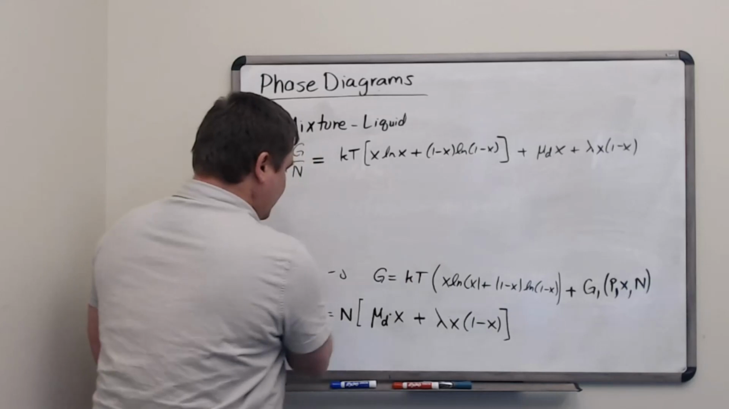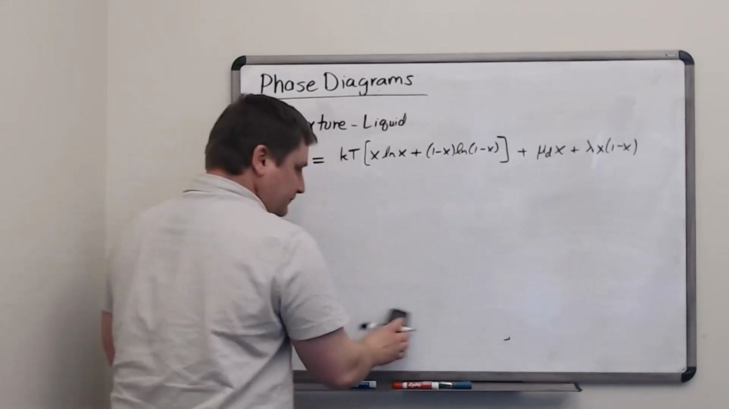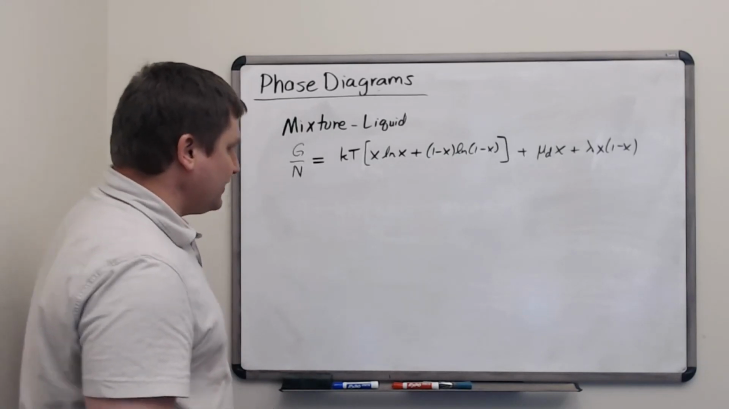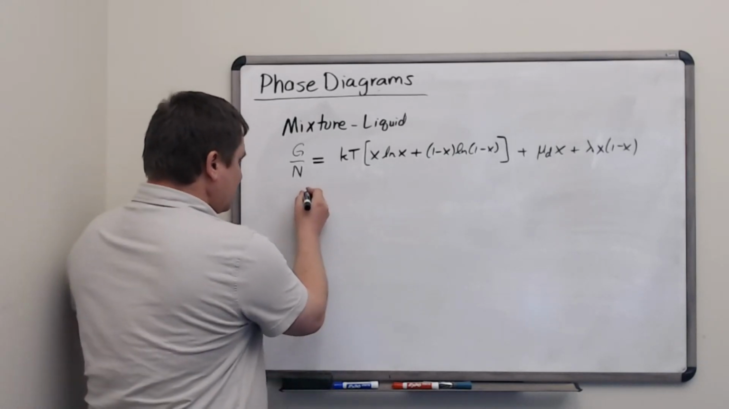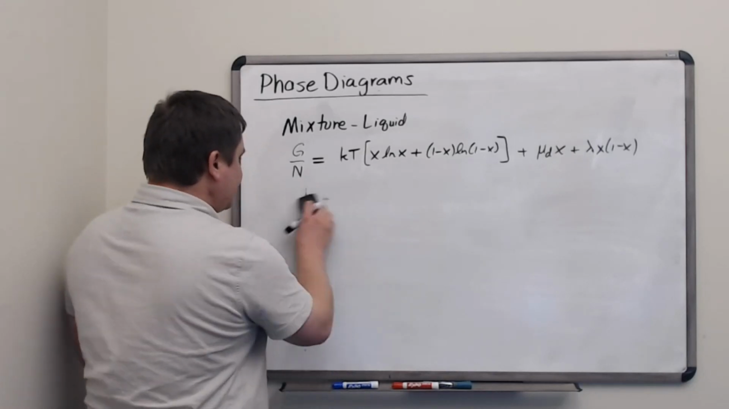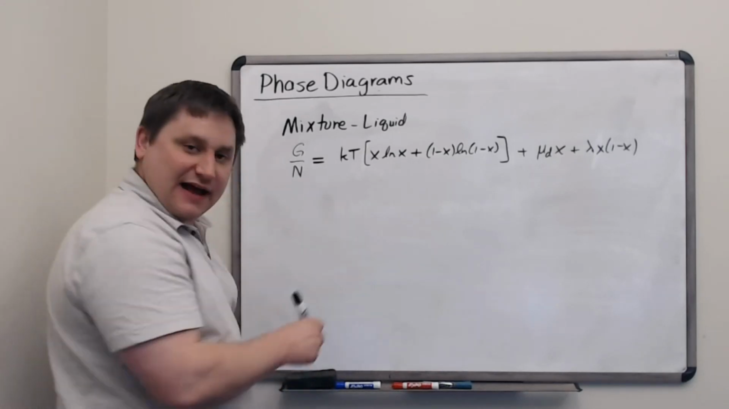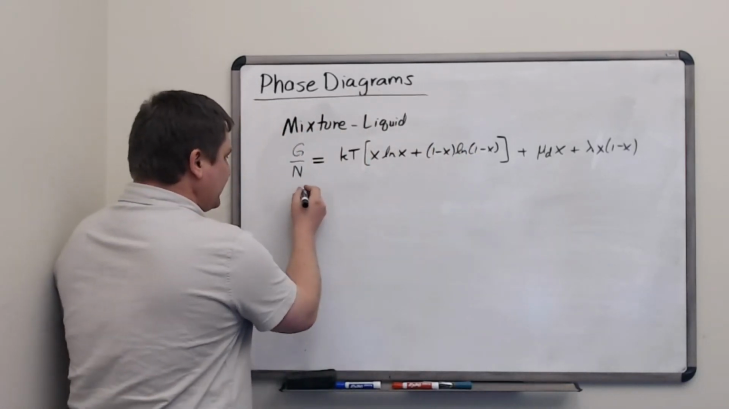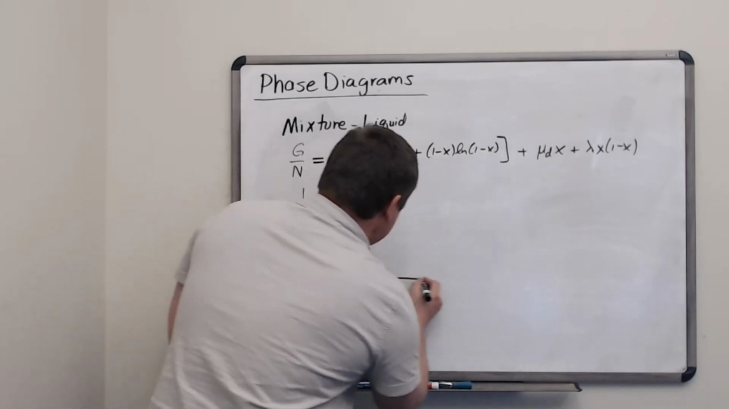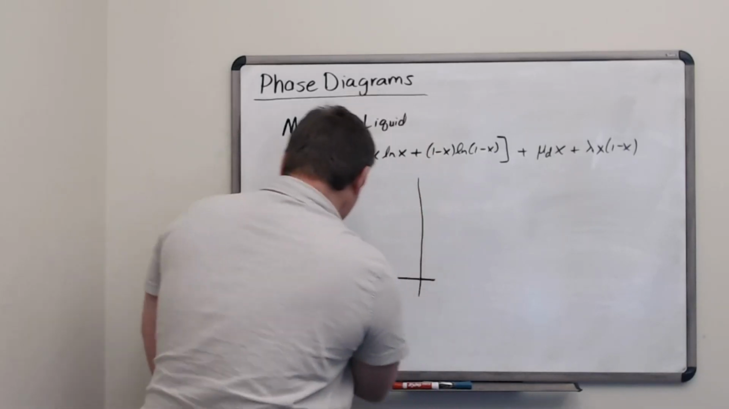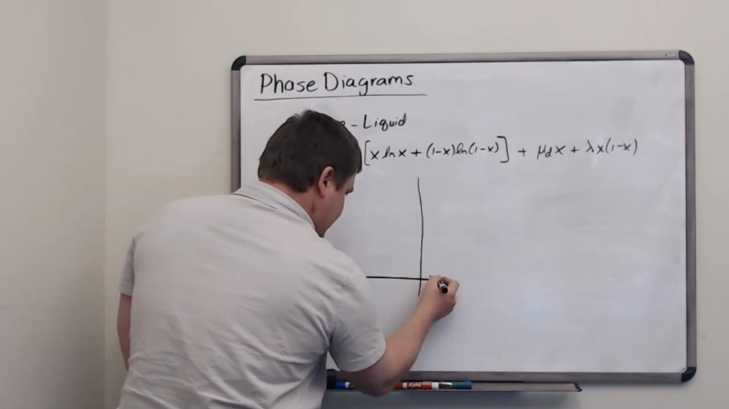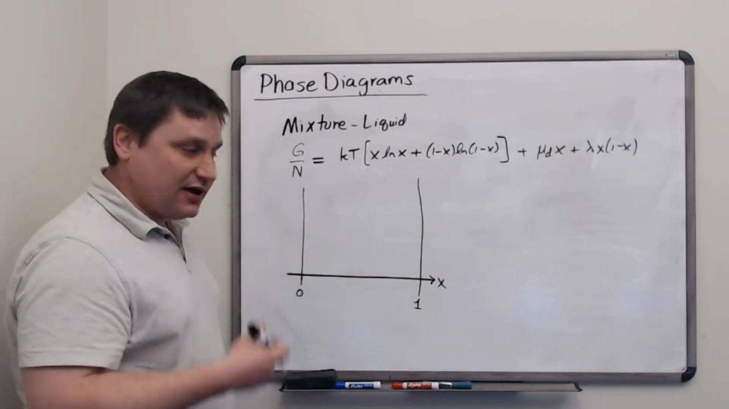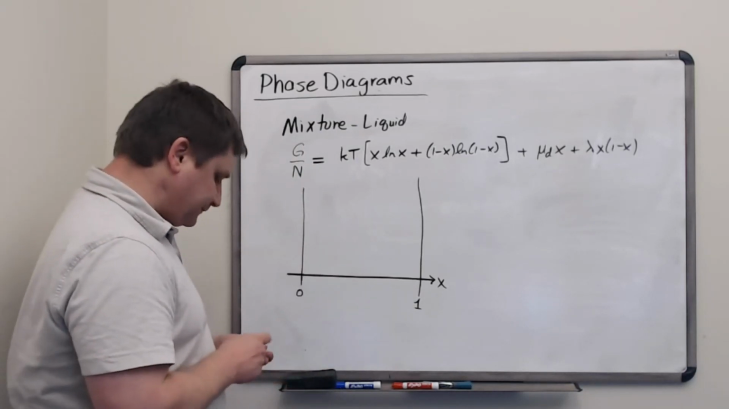So that's our model for the Gibbs free energy of this mixture of two liquids. What we'll do here to decide if this has a phase transition or not is let's first just look at each of the terms and see what they do to the overall energy as a function of x. So remember that x is the concentration of one species in the mixture.